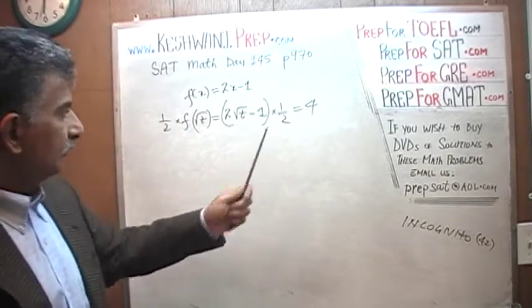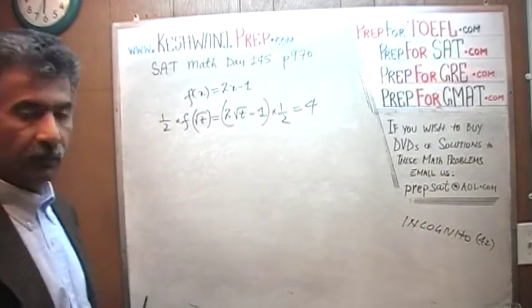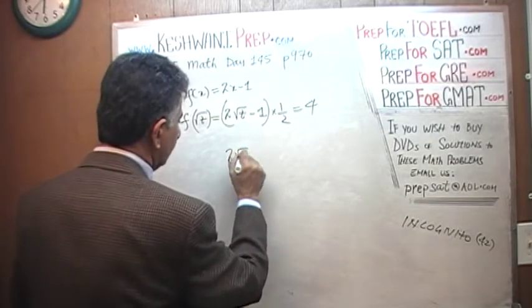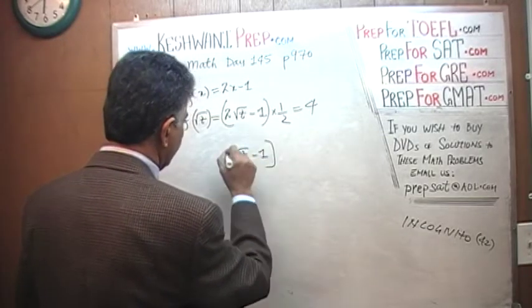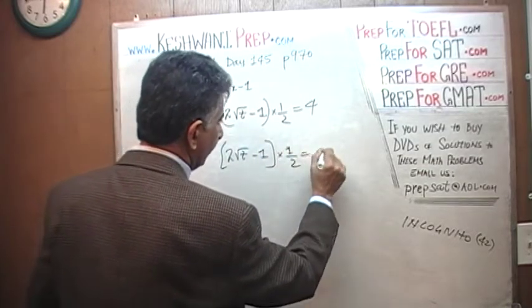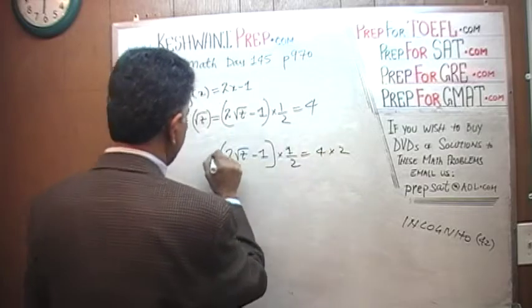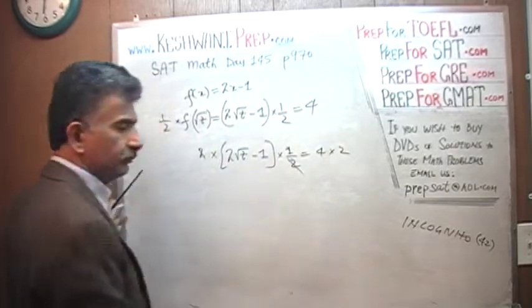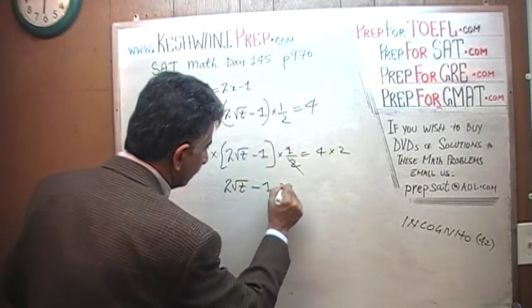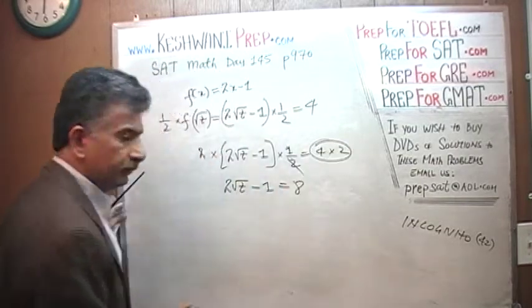And now all we have to do is solve for this equation, solve for t. So let's do that. So we have 2 times root t minus 1 times half of that equals 4. Multiply both sides by 2 and we can get rid of this 2. And 2 times root t minus 1 equals 8.